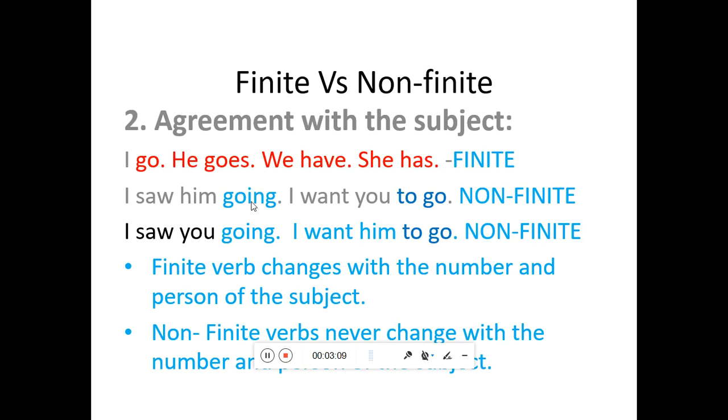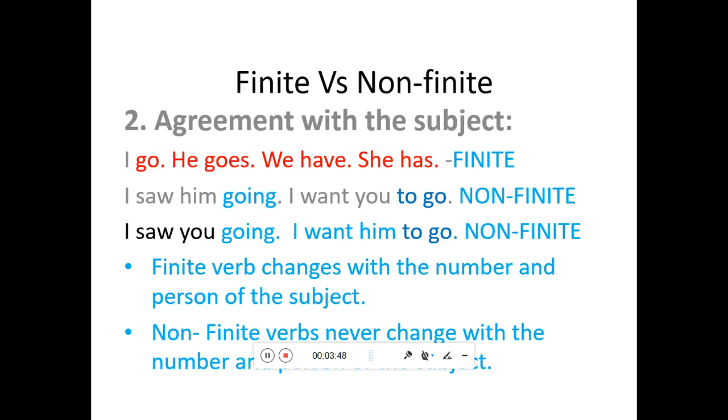But consider "I saw him going" and "I saw you going." Here the going is done by him, and the action of going is done by you. So we have him and you, but going does not change according to the number or person of the subject, whether it is third person singular or second person. In the same way, "I want you to go" and "I want him to go." Here to go does not change according to the number and person of the subject or the doer of the action.